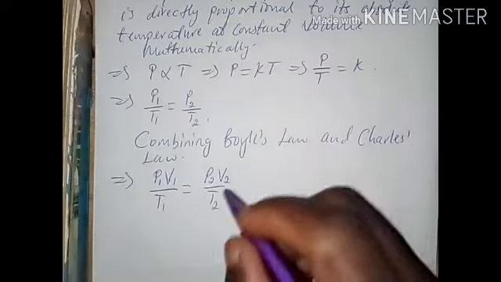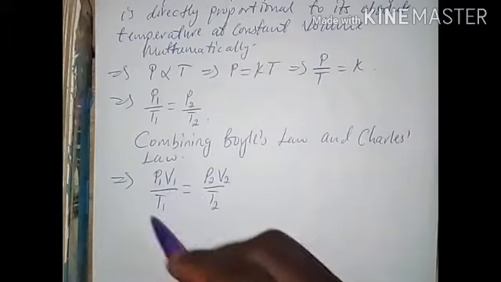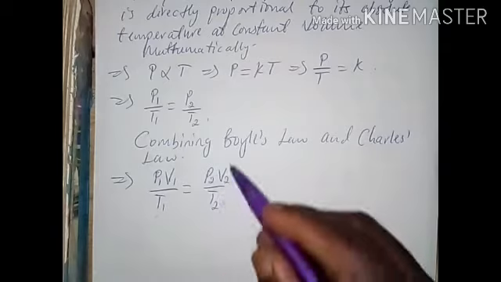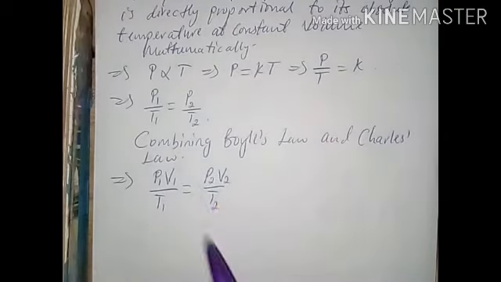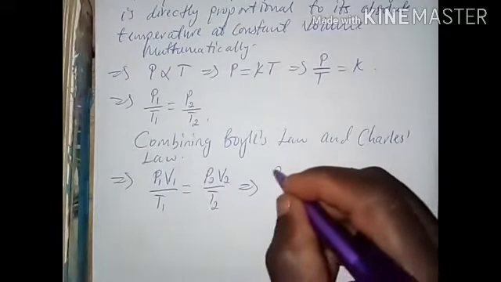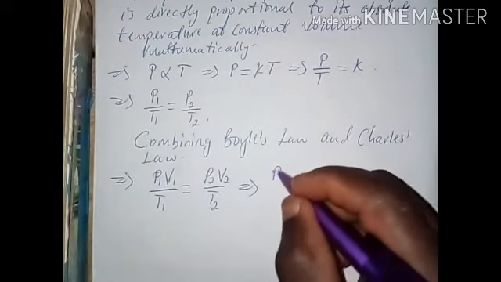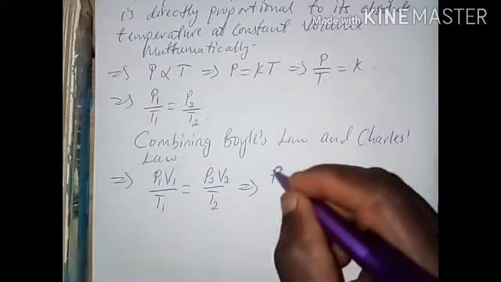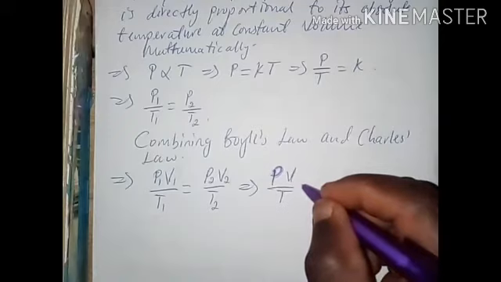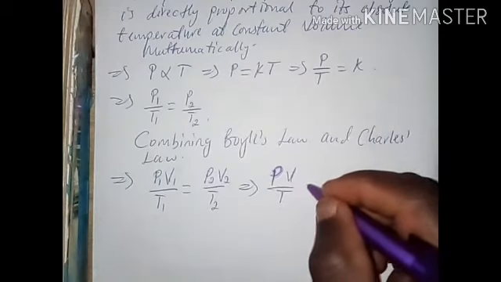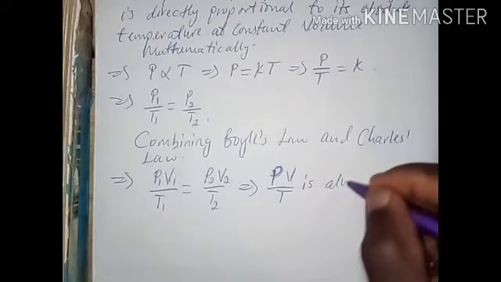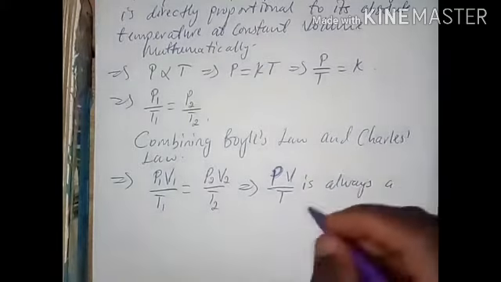And from here, we can observe that this will give us a constant. And this as well is a constant, which means this constant is equal to this constant. From here we can see that the expression pressure times volume over the temperature will always be a constant.